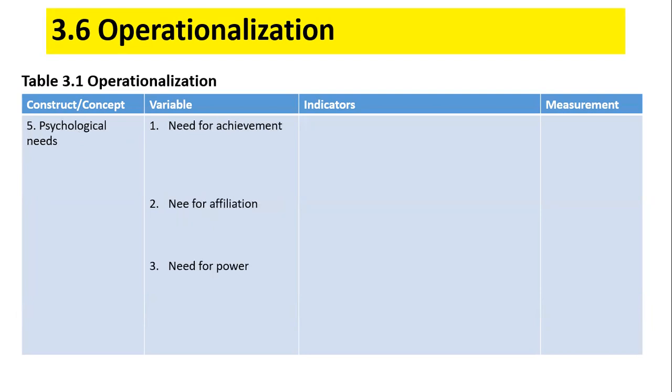Then the next one, psychological needs, that discuss the McClelland theory of needs, right? Need for achievement. Need for affiliation. Need for power. So these three also we can develop indicators.